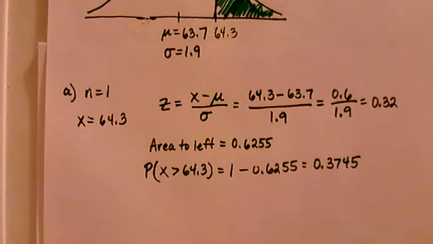Okay. Yeah, 0.3745. Now that represents the probability that a single woman randomly selected would have a height greater than 64.3 inches will be 0.3745. Okay. So that's part A.